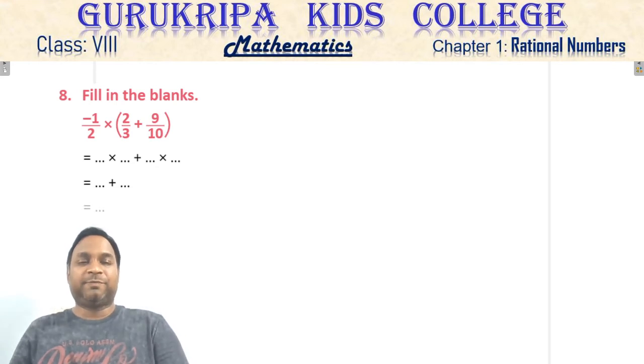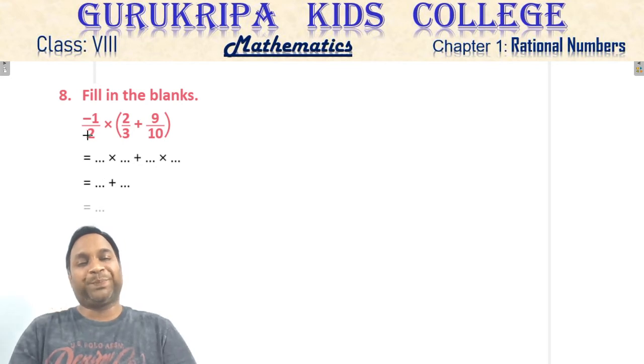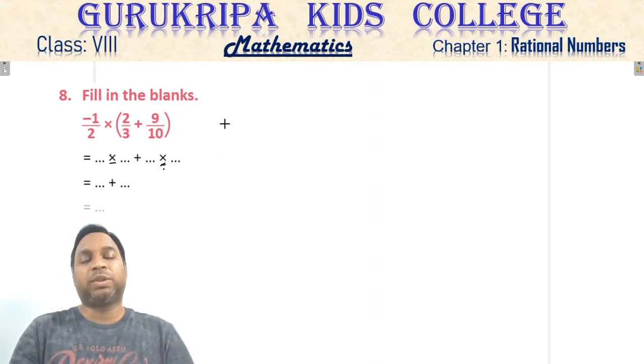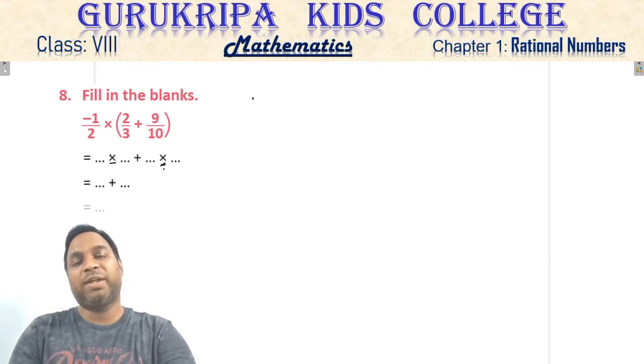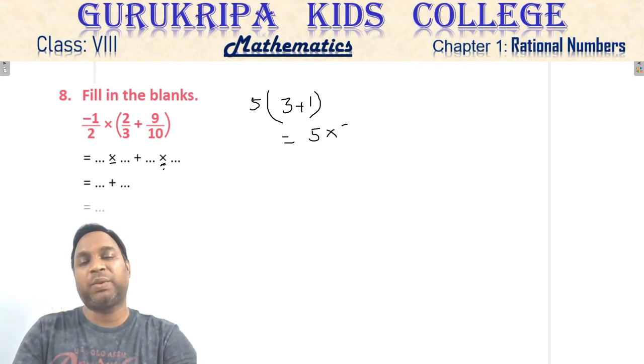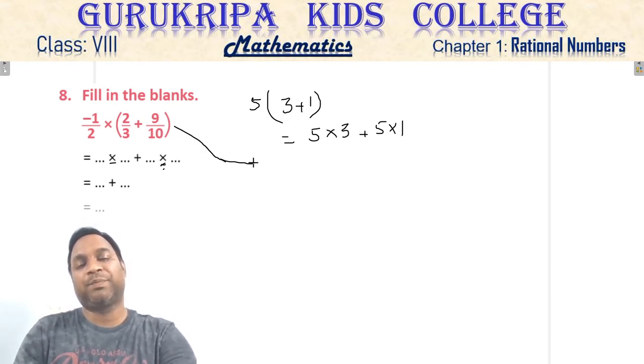Question number 8 now. Fill in the blanks. So see here, one number is there and it's multiplied by the sum of two numbers. And here what do we see? Multiplication is there twice. There's one multiplication here and one here. Can you see what is going on here? Let's say there was a number 5, 3 plus 1 and you use the distributive law. What do you get? 5 into 3 plus 5 into 1. Same thing is happening here also.